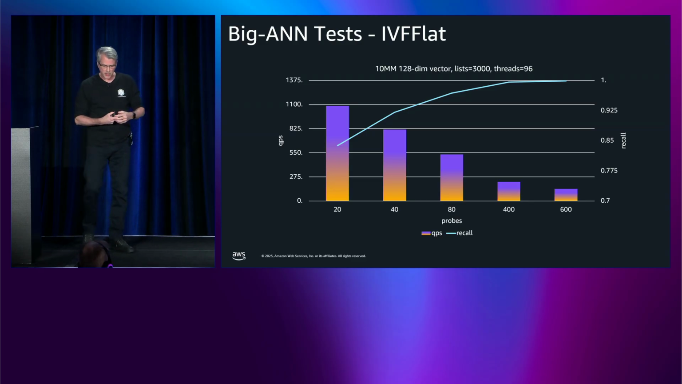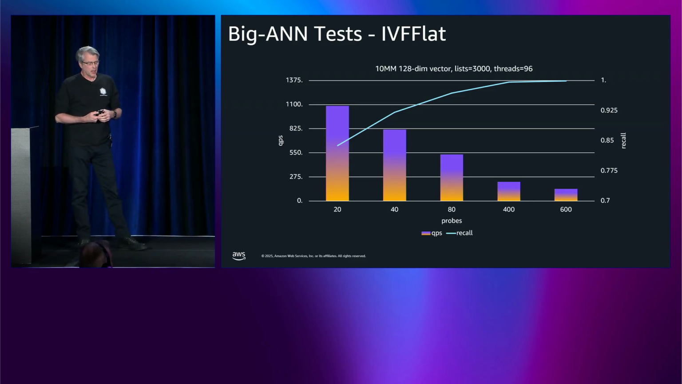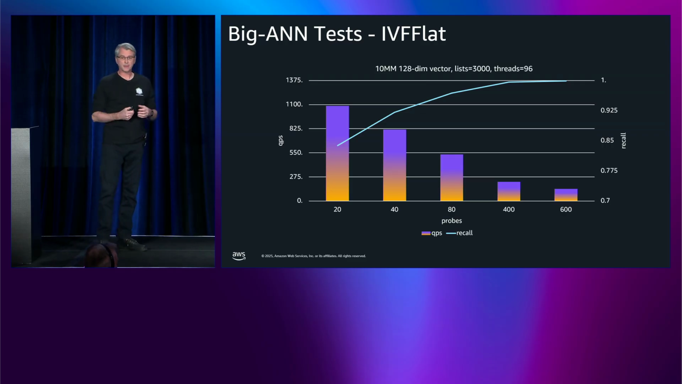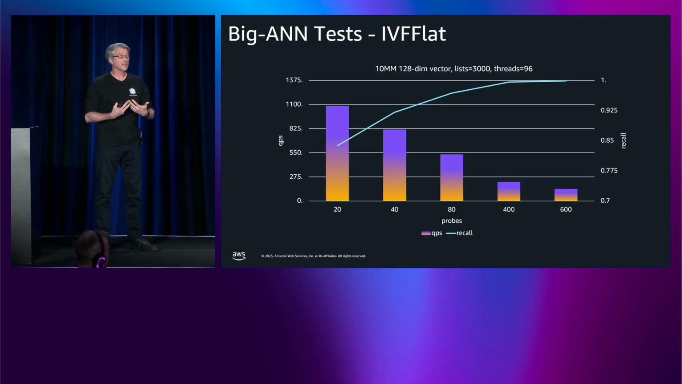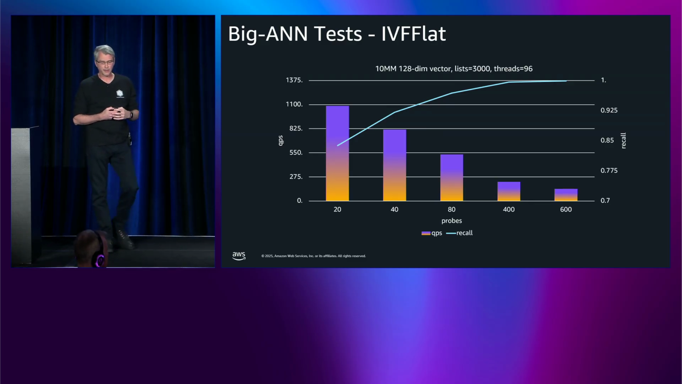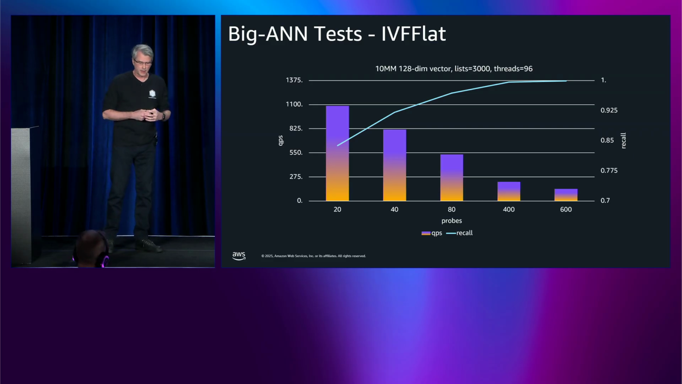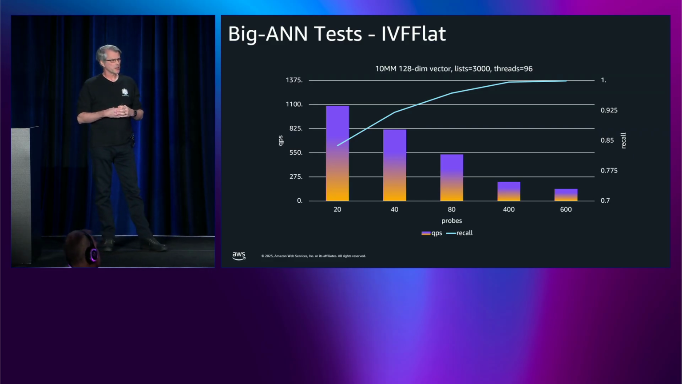All right, so just a couple more slides here. Some tests on query performance, right, on the different types of indexes. So this is the IVF flat index, excuse me. What we're showing here along the bottom, the 20, 40, 80, 400, 600, are the number of probes, or the number of lists to search.